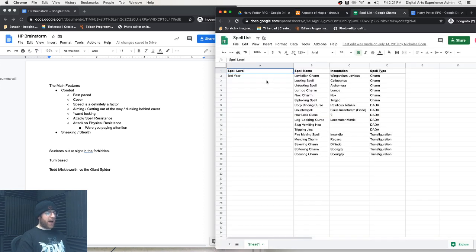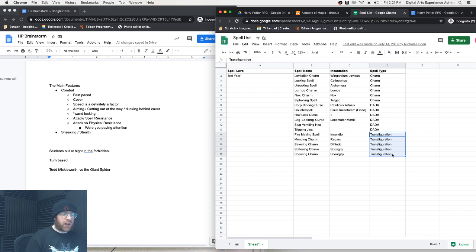So let's say Todd wants to cast a spell. And these are some first-year spells that I looked up on a wiki here. So we've got the spell name, the incantation, and then the spell type. Again, fitting into one of the three areas: charms, defense against the dark arts, transfiguration.